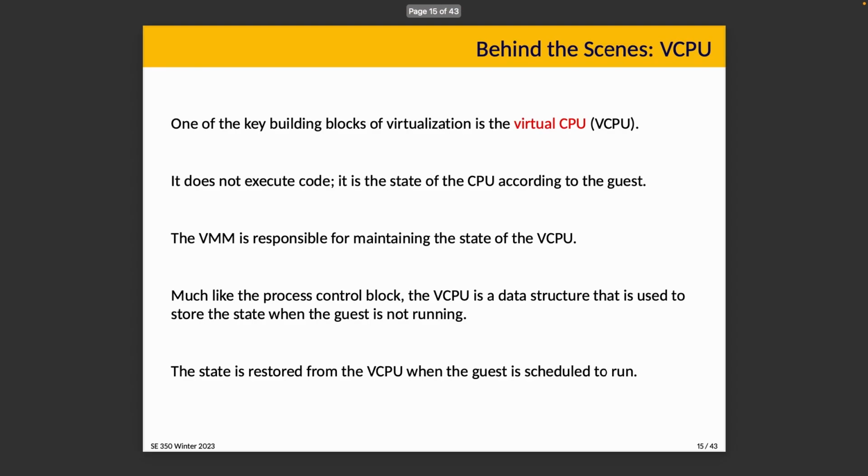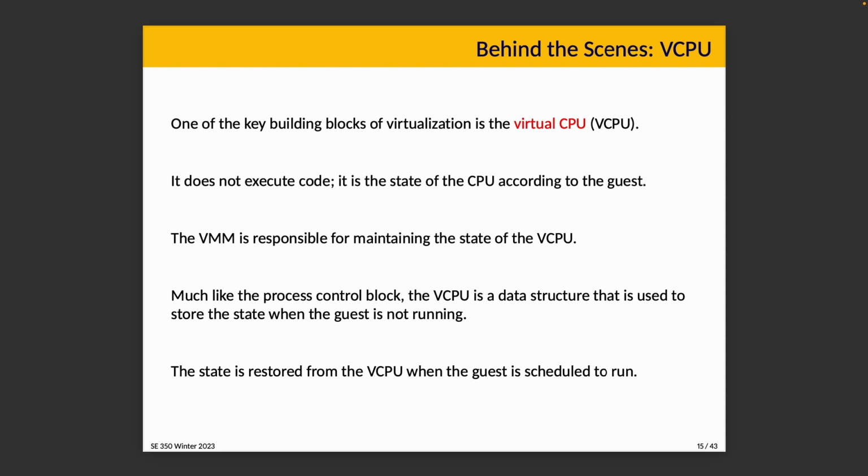Now, we'll talk about behind the scenes. I think I gave some motivation as to why we want to do this, why it is important, and what the benefits of it are. But realistically, I think we need to understand a bit more about how it works. And one of the key building blocks of virtualization is the VCPU, virtual CPU. When we say virtual CPU, we're not saying it is some sort of CPU in the matrix or anything like that, but it is the state of the CPU from the point of view of the guest. The actual CPU that is executing code has its own state. It doesn't really care whether it's executing guest code or host code or something else. It is just an execution engine.